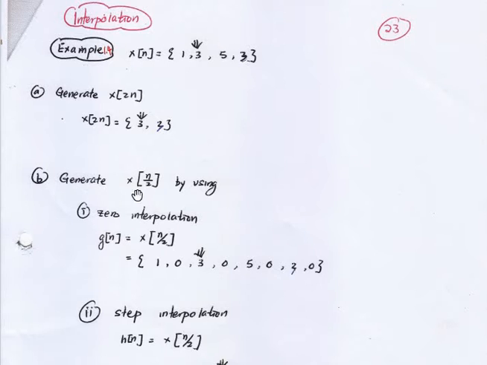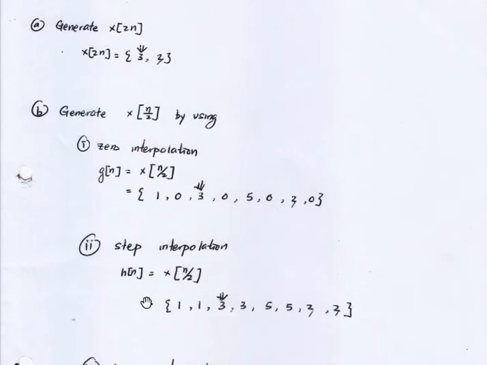The next question is to generate x[n/2] by using zero interpolation. This one is the interpolation, so n over 2 means that you increase the sample size. You add in zeros, you pad the zero. So you have 1, 3, 5, 3. Between 1 and 3, you add a 0. Between 3 and 5, you add another 0. Between 5 and 3, you pad another 0. Then after the last 3, you also pad another 0. This is 0 padding, zero interpolation.